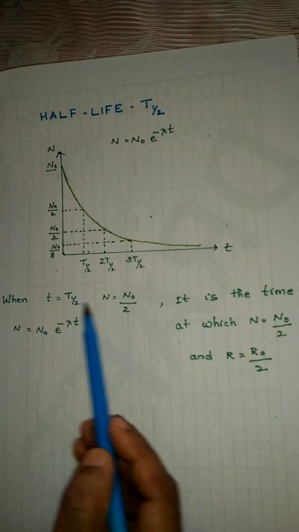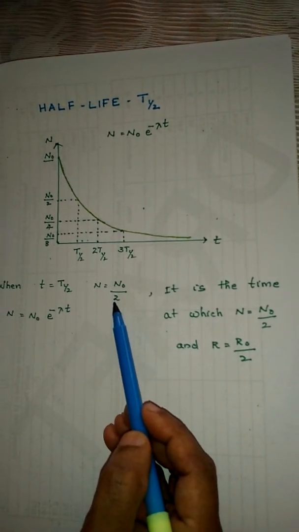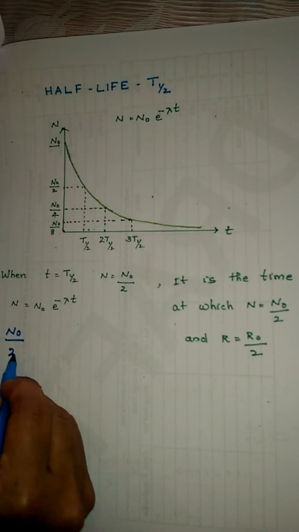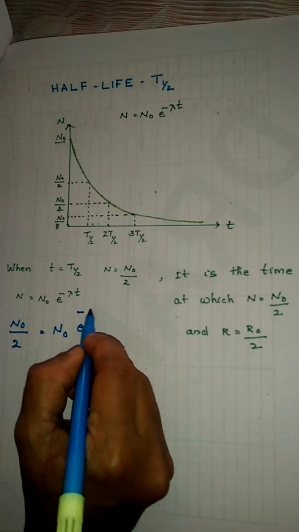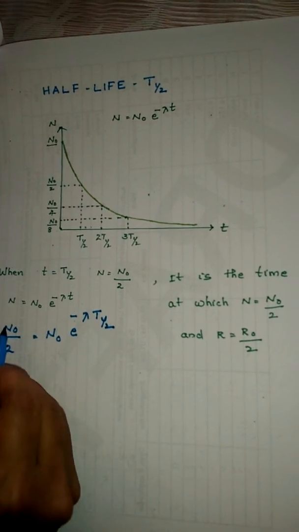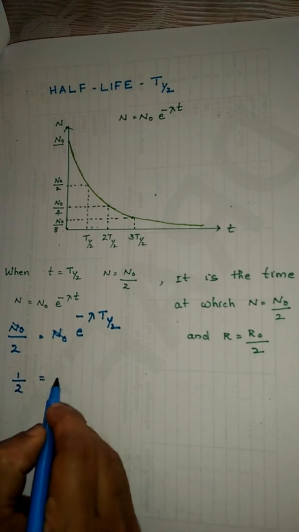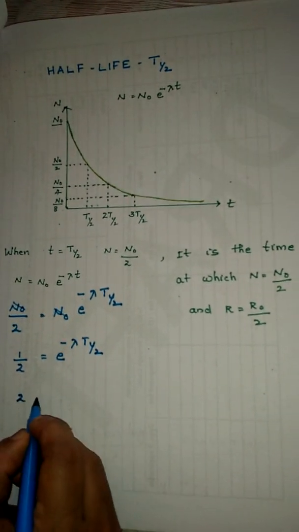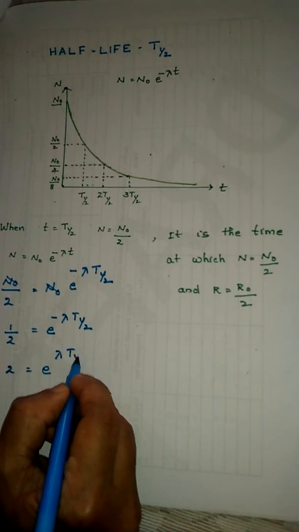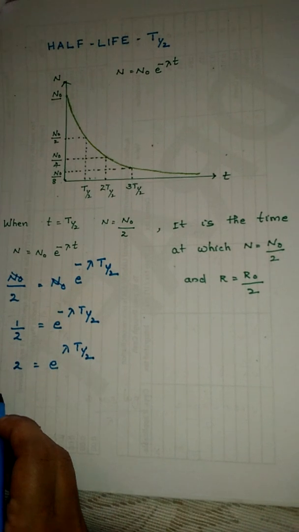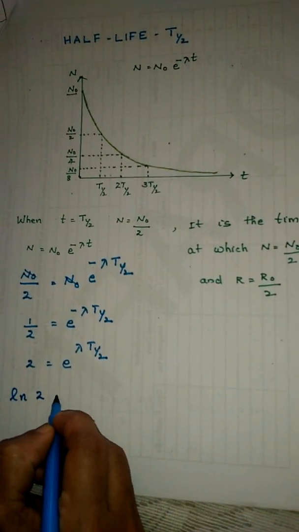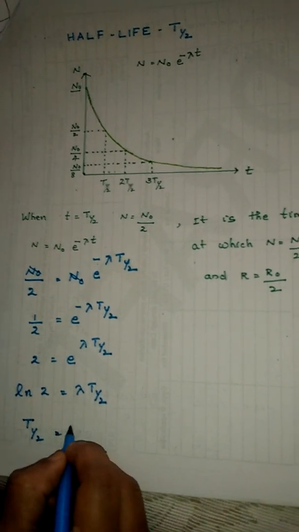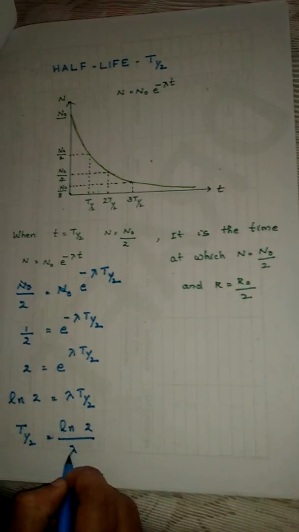That is, when t is equal to t half-life, n equals n0 by 2. So let us substitute in this equation. N equals n0 by 2 is equal to n0 e raised to minus lambda t half. Let us cancel n0. Then 1 by 2 is equal to e raised to minus lambda t half. Let us take the reciprocal. 2 is equal to e raised to lambda t half. And let us take the natural logarithm. Natural logarithm of 2 is equal to lambda t half.